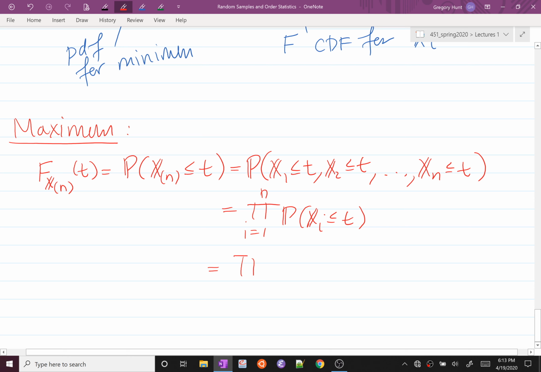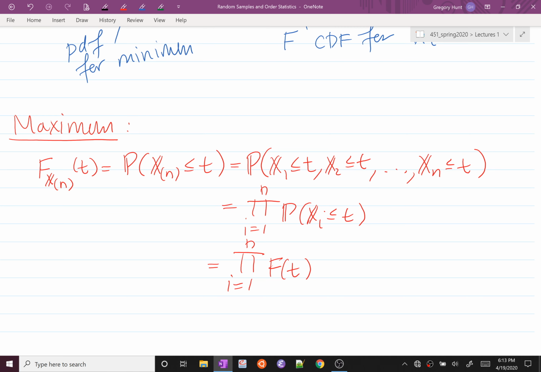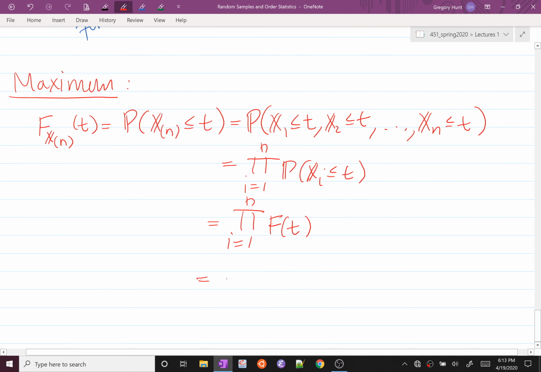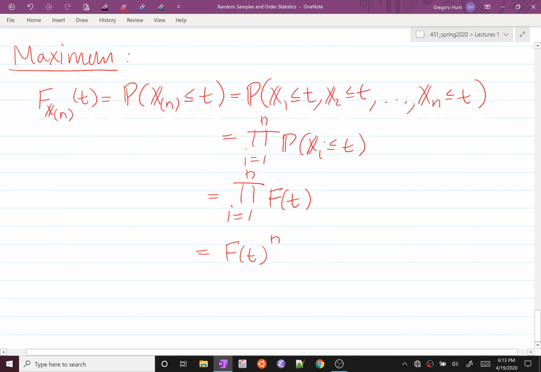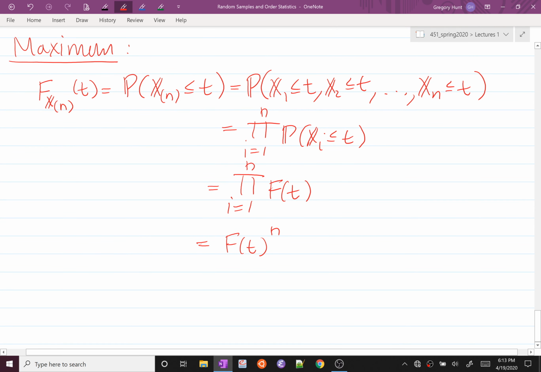And because they all have the same distribution, if capital F is the CDF of each of the individual X of I, it's the same for all the X of I. The probability X of I is less than or equal to t is just capital F of t. That's the CDF at t. And so we have no more dependence on I. This is just F of t to the n. So this is true up to this point for all random variables, discrete or continuous.